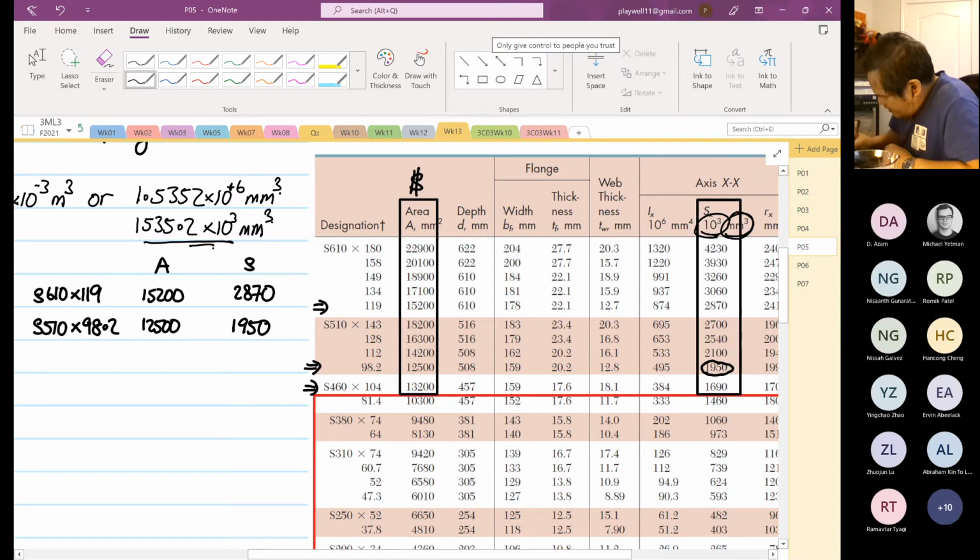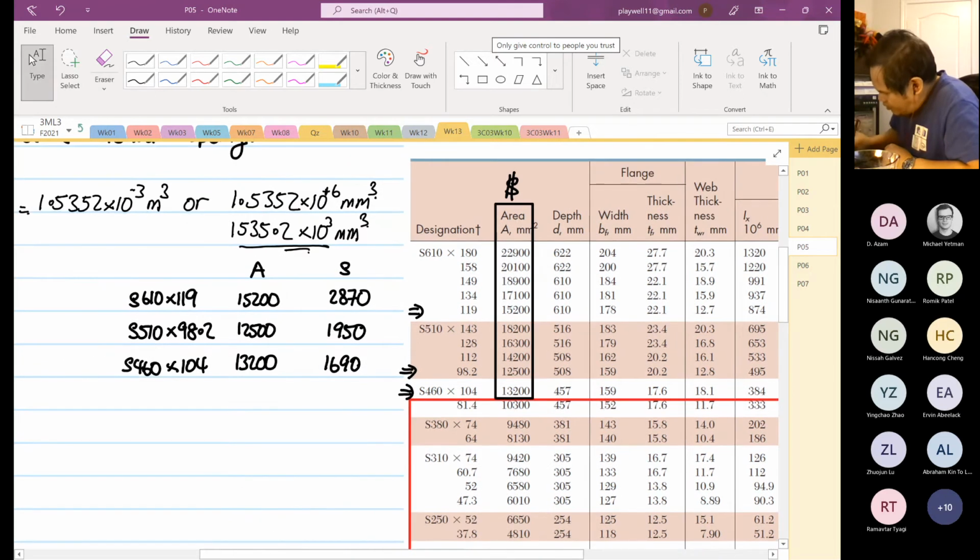Or you can select S460 by 104. Area is 13200, and the S value is 1690. So we will always pick this one: lowest area, lowest cost.